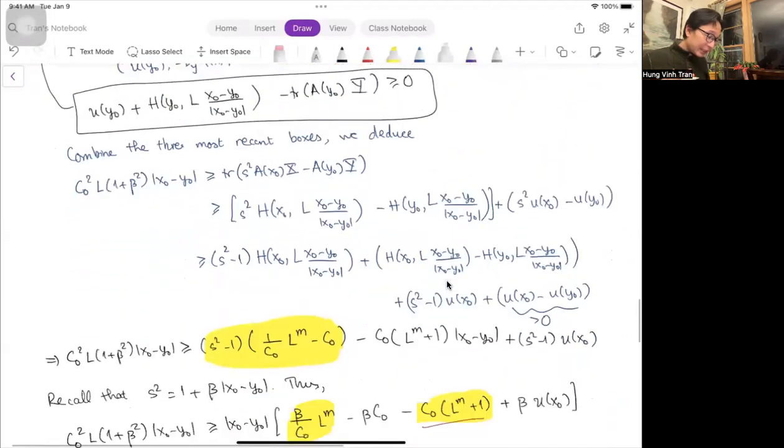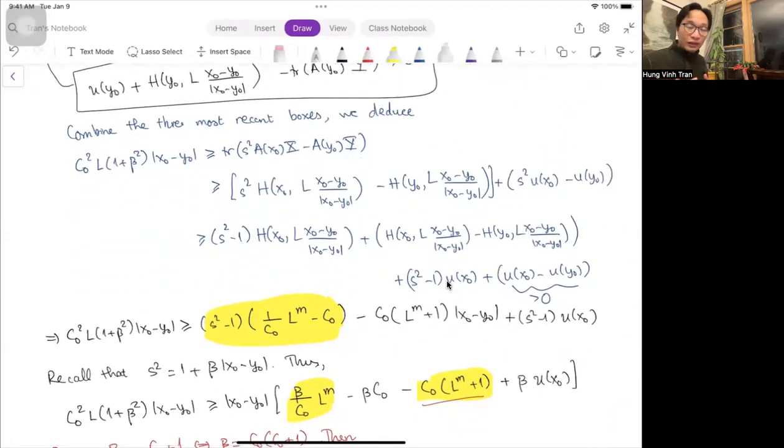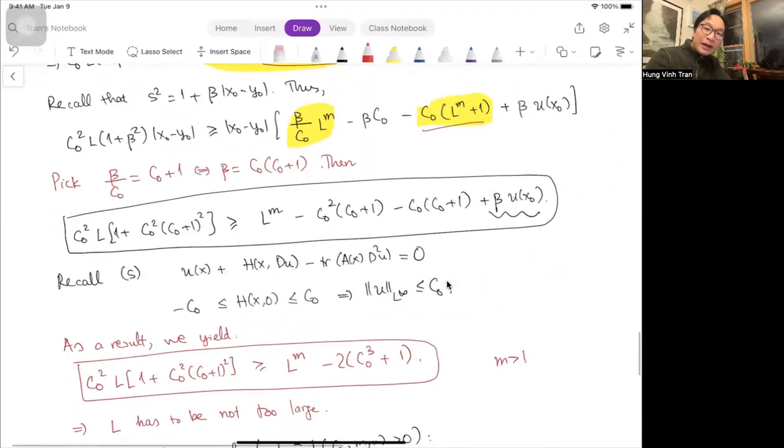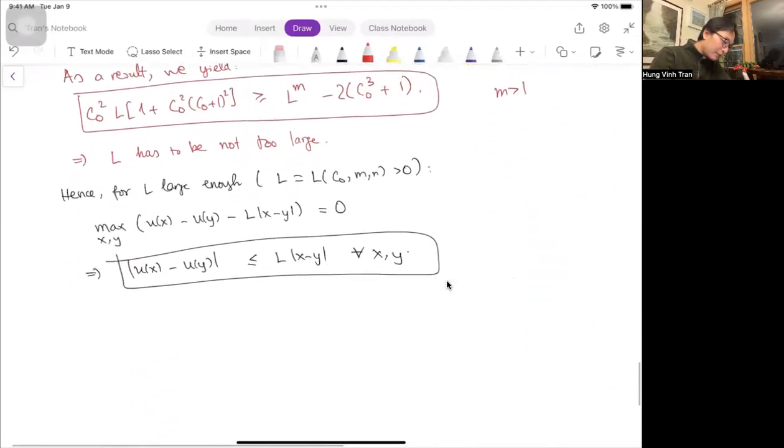That's the first thing. The second thing that fits with the classical philosophy of the Bernstein method is that we are using the growth of the Hamiltonian. And in this case, the most important term is, in fact, the term 1 over C naught times L to the m. And this growth of the Hamiltonian comes back in the Bernstein method and helps us to get the gradient bound. Okay, and that's the end of the story.